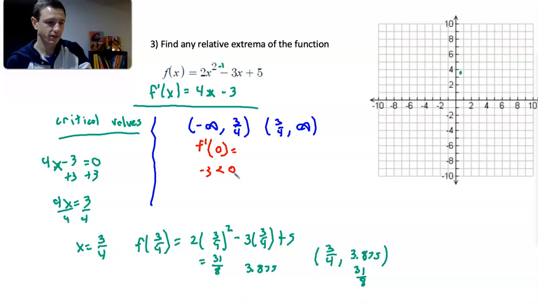Negative means that it's less than 0. Negative means that it's decreasing on that interval. So we know we're going to be doing something like this. It's going to be decreasing, traveling left to right into that point.